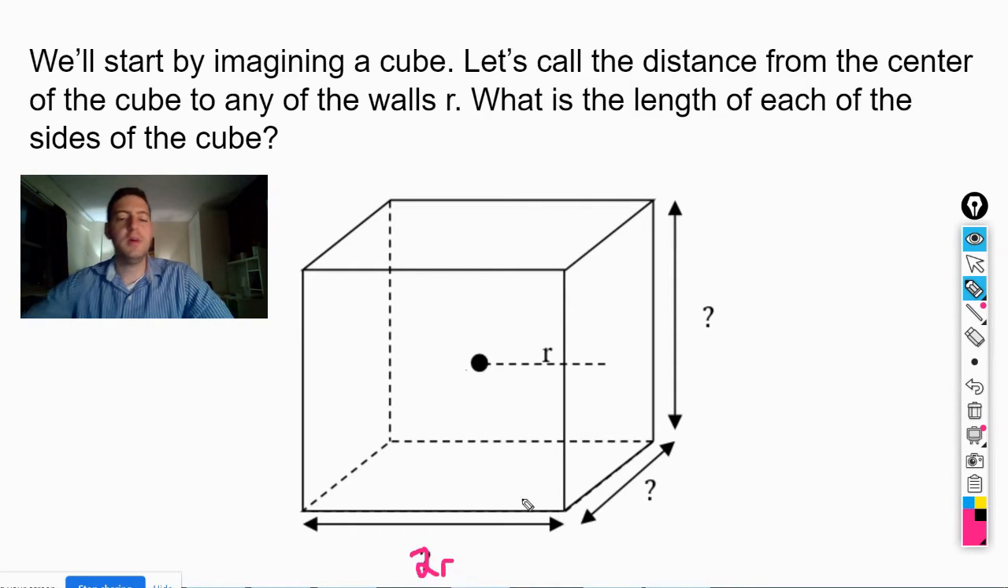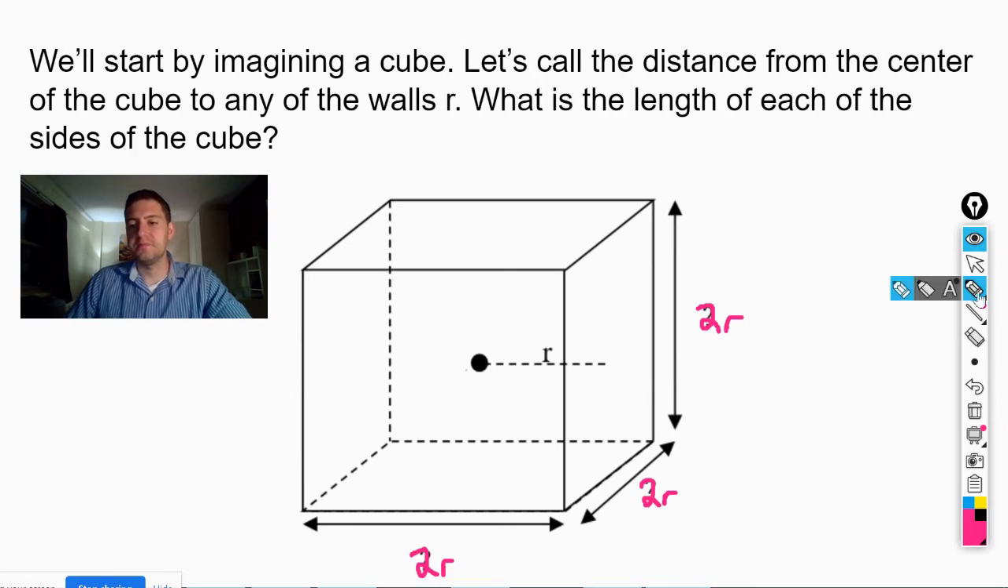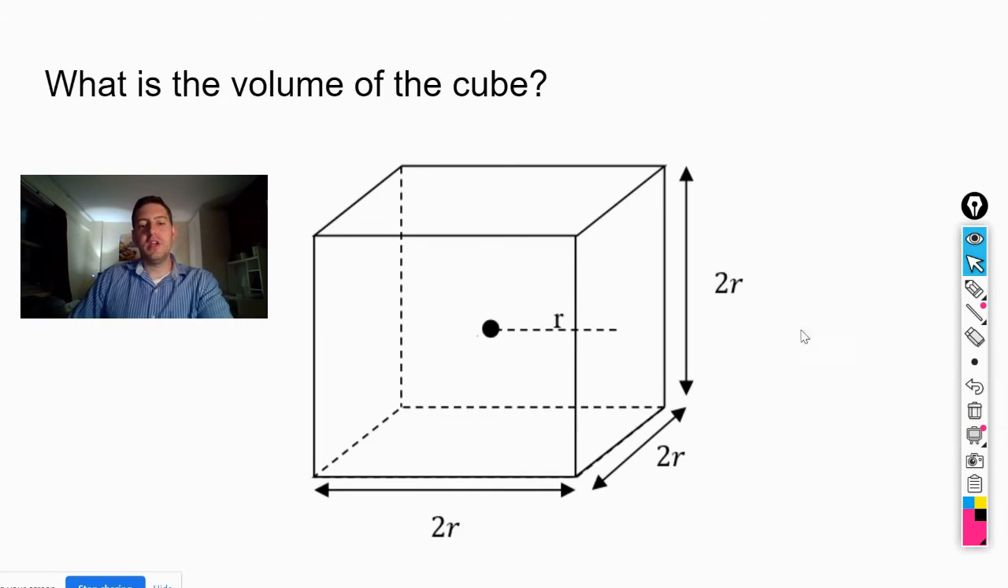2r. Okay, but if it's a cube, then the lengths of all the edges are the same. So this would also be 2r from here to here, and this would also be 2r. Okay, so all the sides of the cube have a length of 2r, where r is the distance from the center to one of the walls. All right, so moving on, if we know that the lengths of all of the sides are 2r, then what would the volume of the cube be?